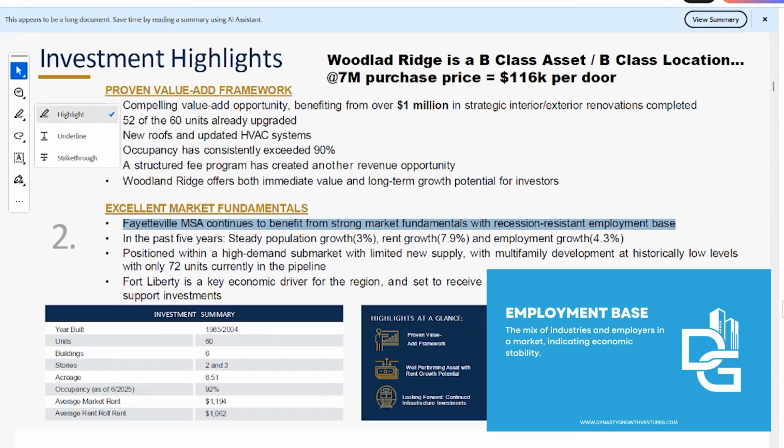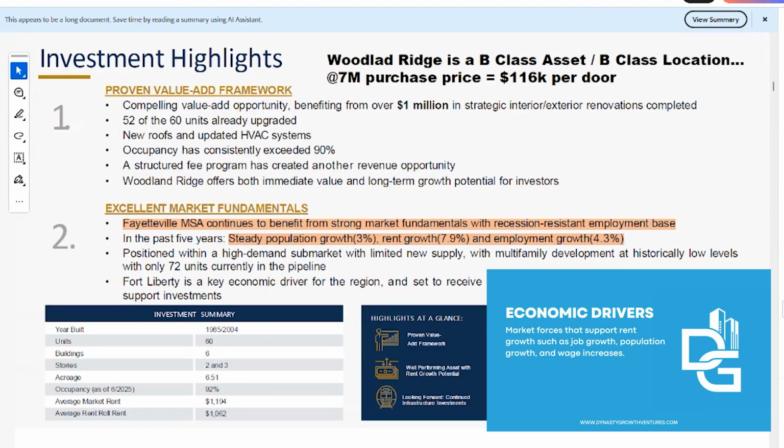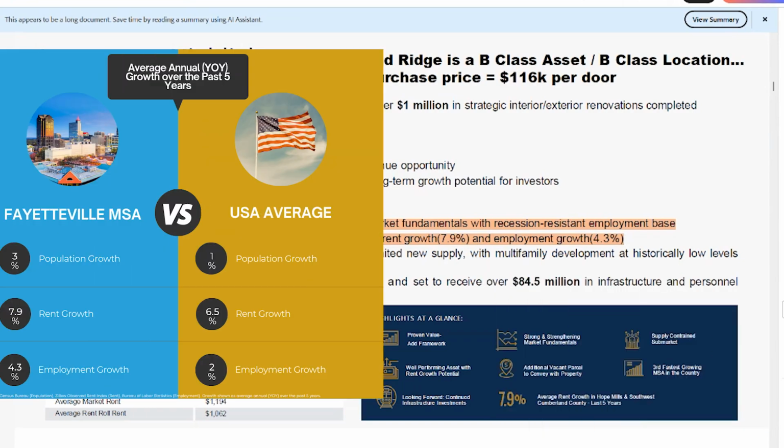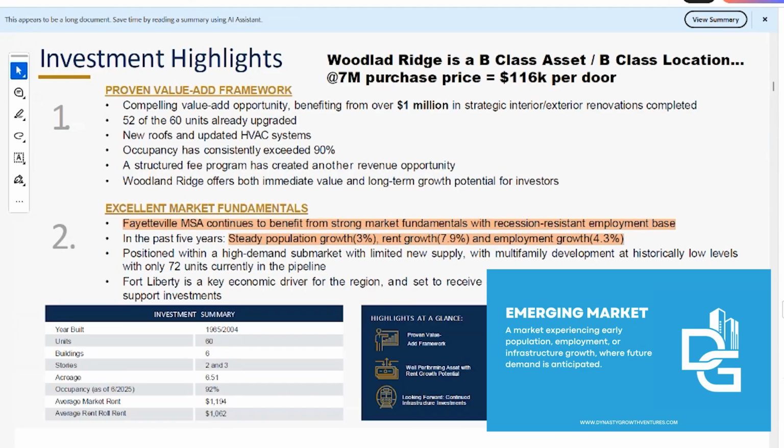I'll just highlight a couple things. These are things we want to pay attention to. Steady population growth. Rent growth is very high. Unemployment growth. So all these are factors we can compare to the United States average. These are some of the economic factors that let us know if we're investing in an emerging market. This market is growing very fast. I will put some stats on this video to show the USA average and then how this market is growing. But so far, this seems to have some of the qualities of an emerging market.